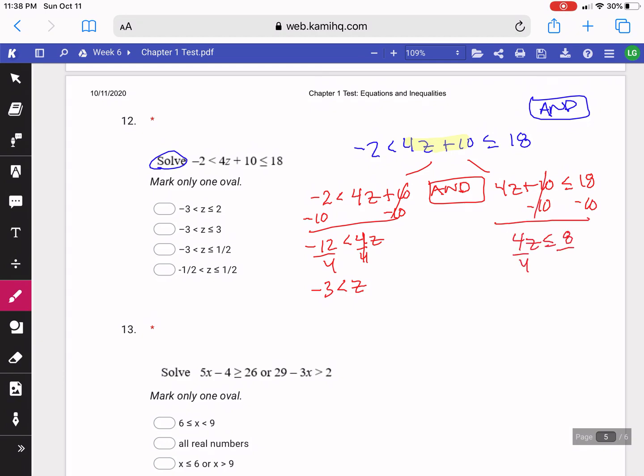Then I divide by 4. So I get z less than or equal to 2. Remember, you want to graph these just to make sure it's not a special case. So I'm going to do my graph.